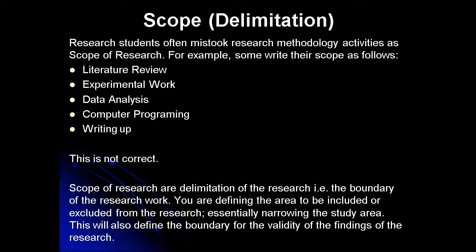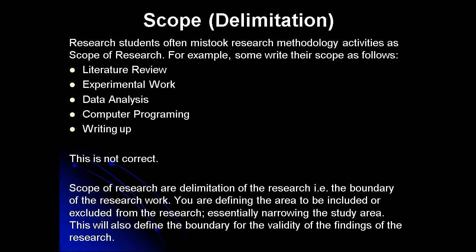Research students often mistake research methodology activities as scope of research. For example, some write the scope as follows: literature review, experimental work, data analysis, computer programming, writing up. And that's the scope. Everybody is doing this. Everybody is doing literature review, experimental work, data analysis, and so on. But this is not correct, because these are just activities for research methodology.